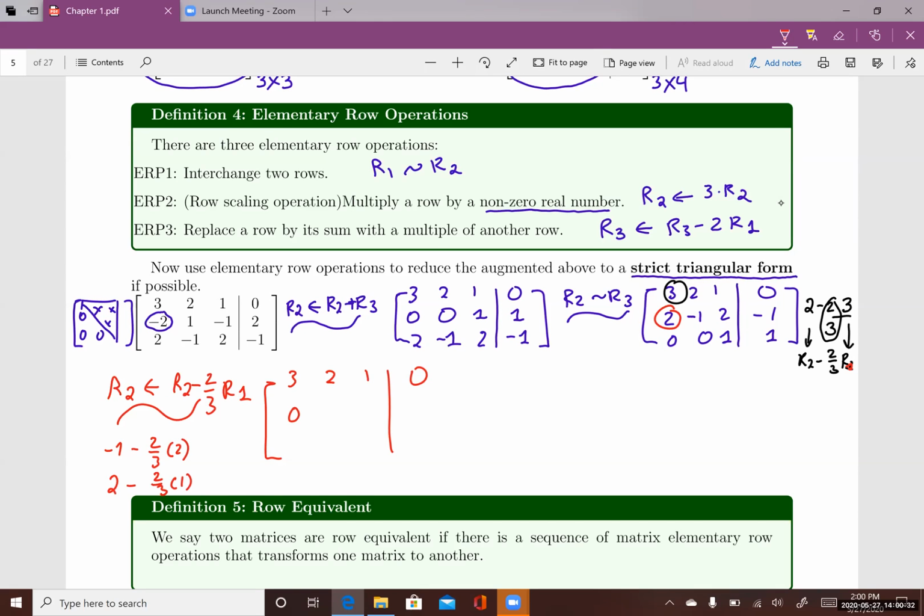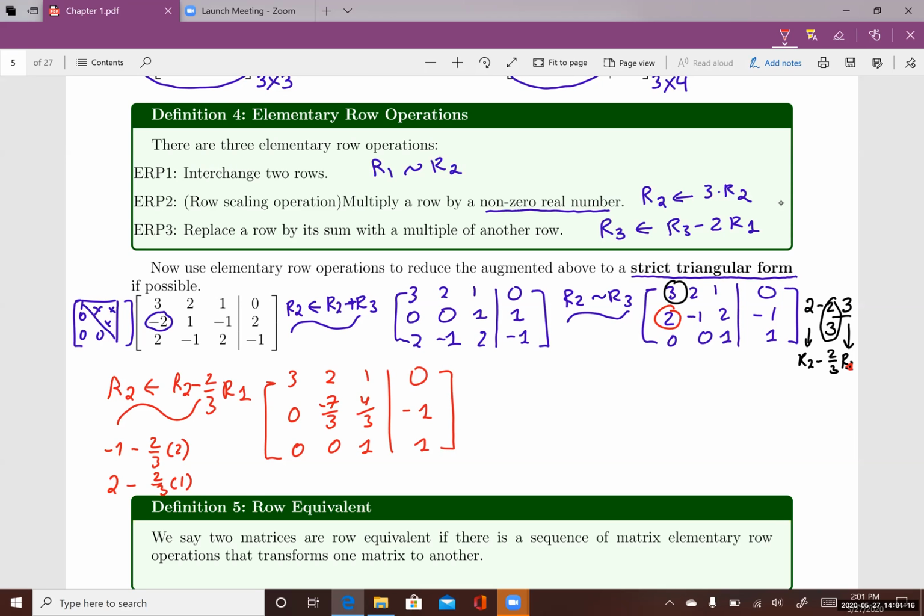So I do it on the scratch paper on the side so I can calculate the new coefficient accurately. So negative 1 minus 4 over 3 is negative 7 over 3. 2 minus 2 over 3 should be 6 minus 2, it should be 4 over 3. And then the last one is negative 1 minus 2 over 3 times 0, which is just negative 1. Okay, and then the last row, I keep it the same.